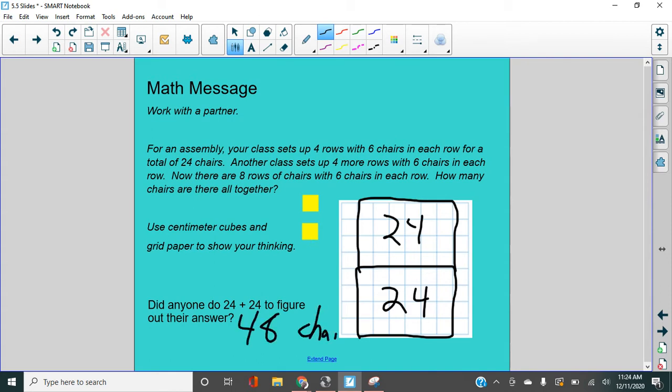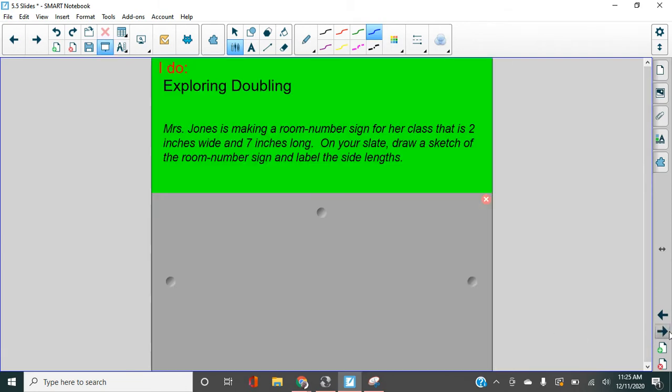What you also did was 8 times 6, right? This right here, this is 8 long, and this is 6 long. This is an array that is 8 times 6. Either way, our answer is 48 chairs.